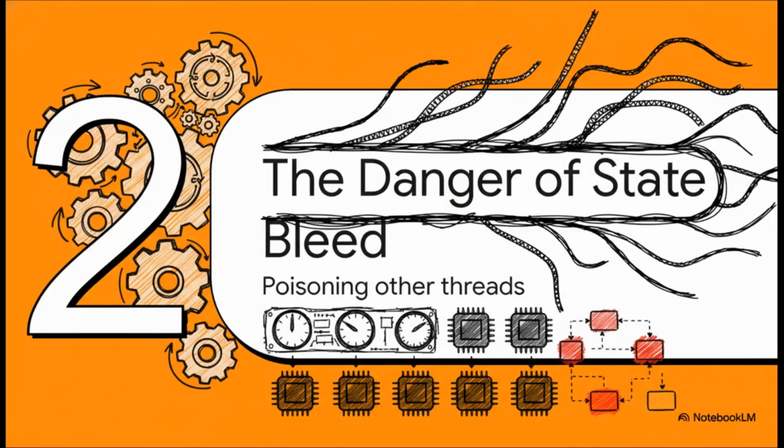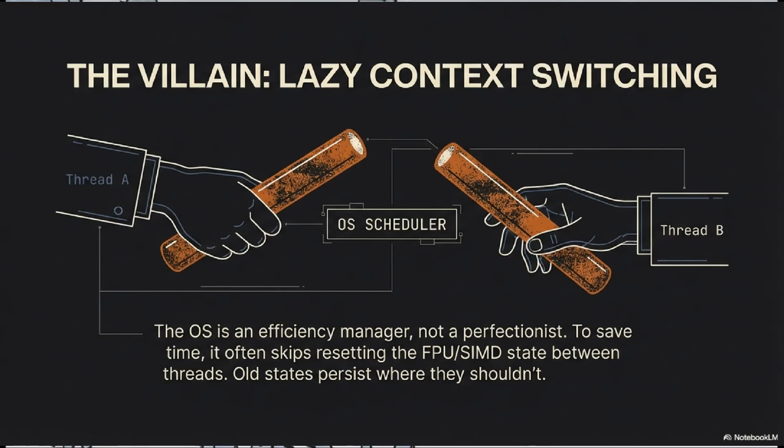Okay, so we've got these hidden dials controlling our math, right? But how in the world do they get set to the wrong values without us even knowing? Well, the problem isn't a bug in our code. It's something that happens between chunks of our code running, a really dangerous thing called state bleed. The real villain here isn't a bug in our code. It's actually a feature of the operating system, something called lazy context switching. It's designed to make things faster, but it has some seriously nasty side effects.